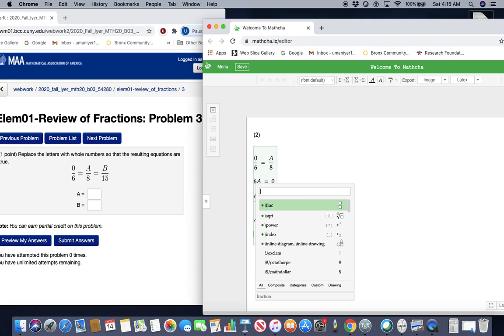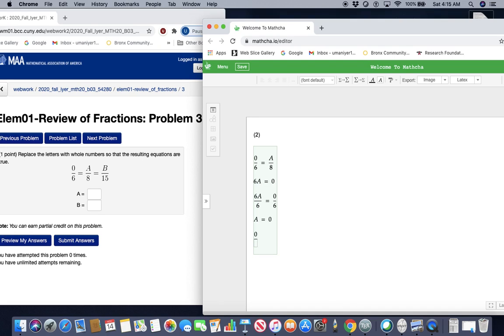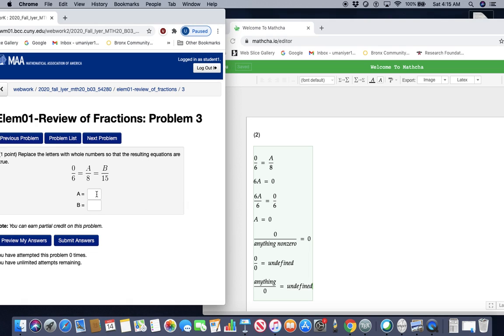So let's keep that clear. 0 over anything non-zero is 0. What about 0 over 0? 0 over 0 is undefined. In fact, anything over 0 is undefined. So for us, 0 over 6 is 0. A is 0. You got A equals 0.